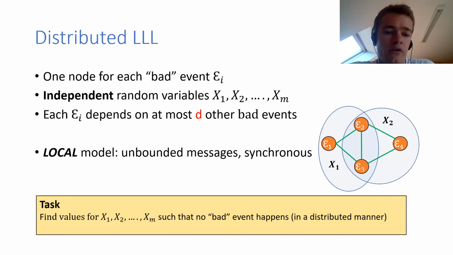And now we're in the LOCAL model of distributed computing. That means we consider unbounded messages in synchronous rounds. And also I haven't specified the communication graph yet. And this is illustrated here with the green edges. Namely, there's an edge between two bad events if and only if they depend on a common random variable. Now the task is to find concrete values for x1 up to xm, such that no bad event happens.